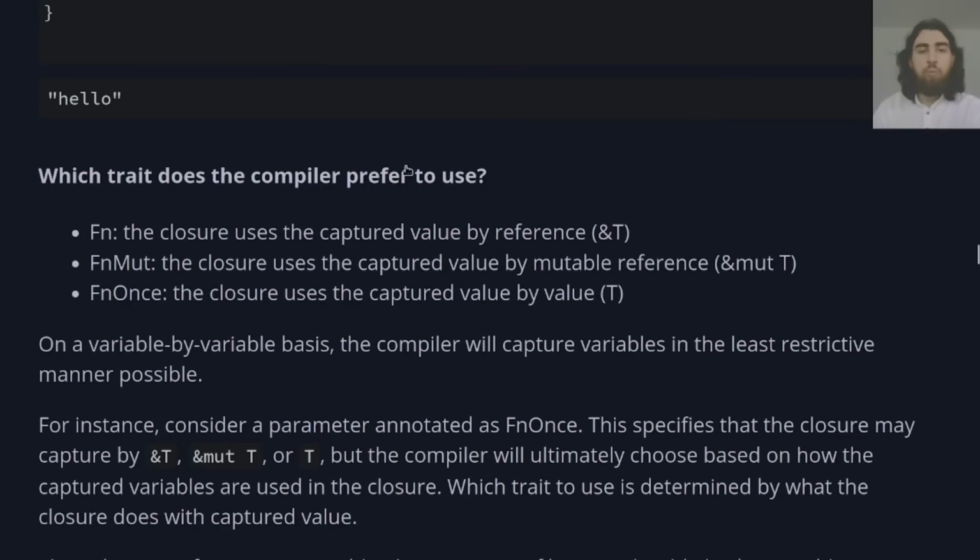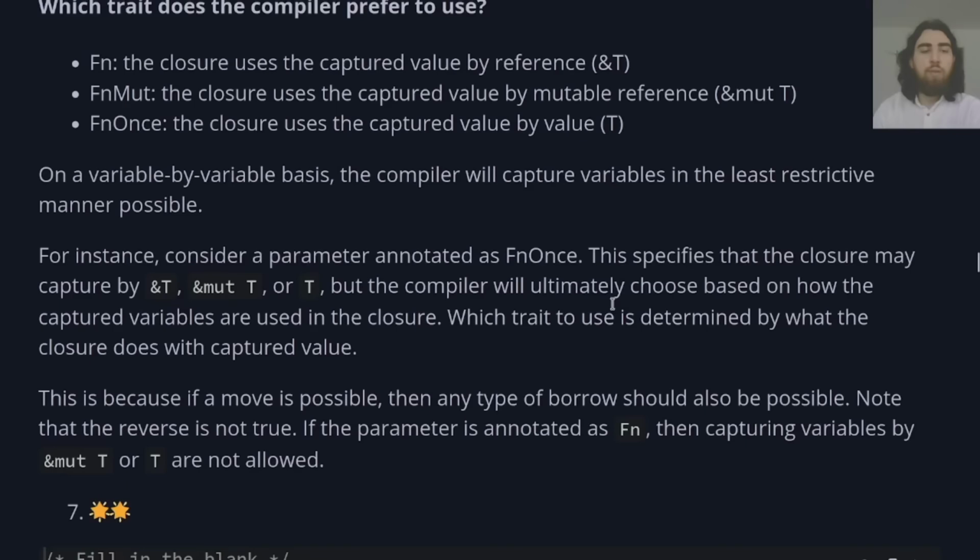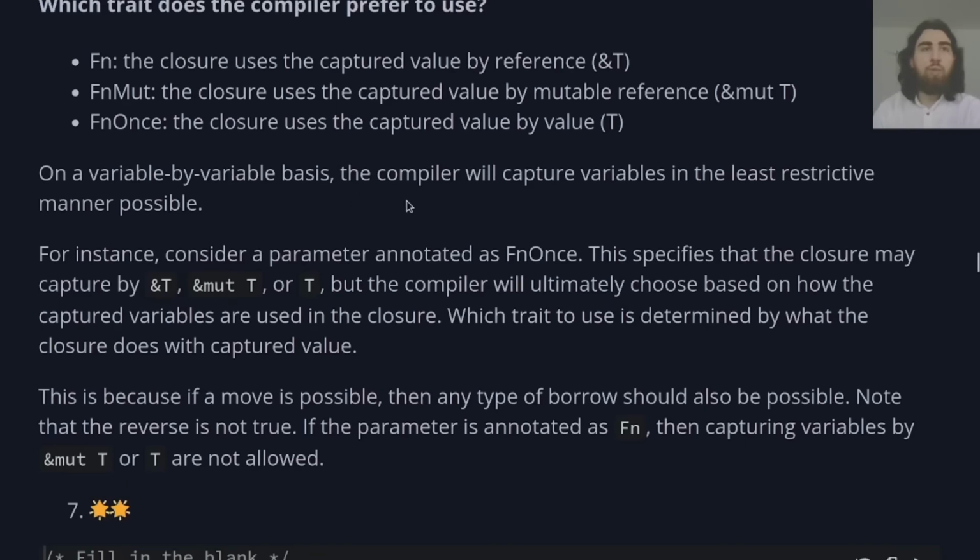Which trait does the compiler prefer to use? Fn, the closure uses the captured value by reference. FnMut, the closure uses the captured value by mutable reference. FnOnce, the closure uses the captured value by value. On a variable by variable basis, the compiler will capture variables in the least restrictive manner possible. For instance, consider a parameter annotated as FnOnce. This specifies that the closure may capture t by reference, by mutable reference, or taking ownership.